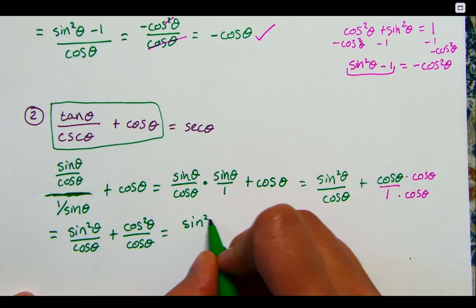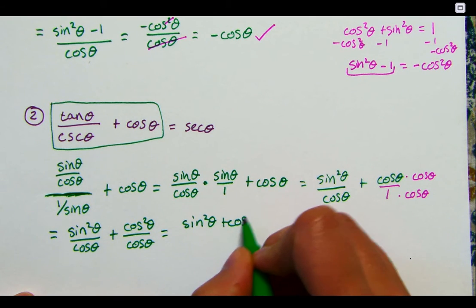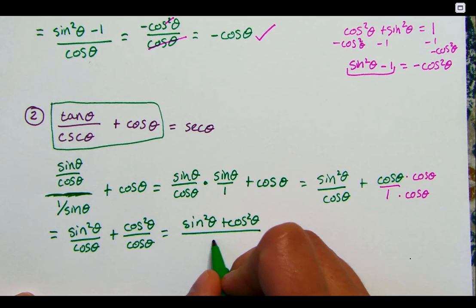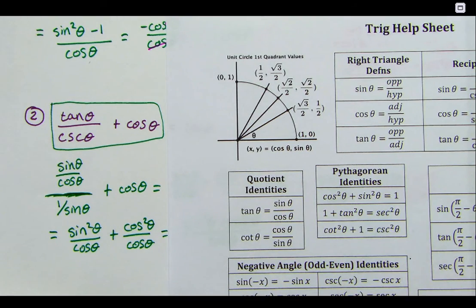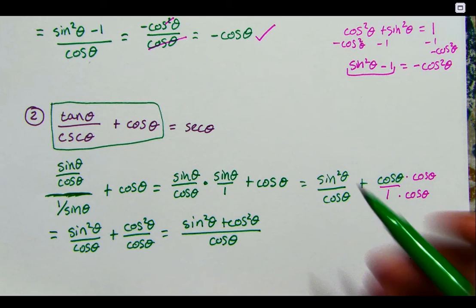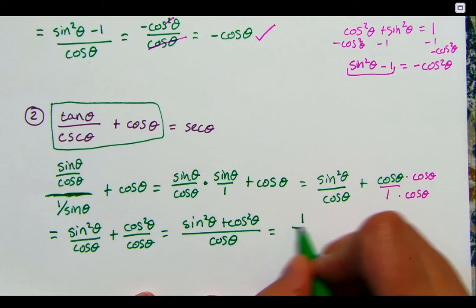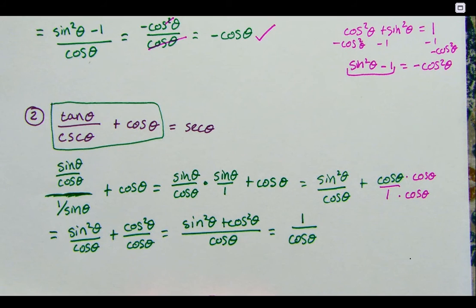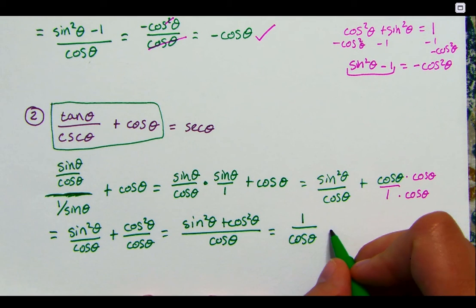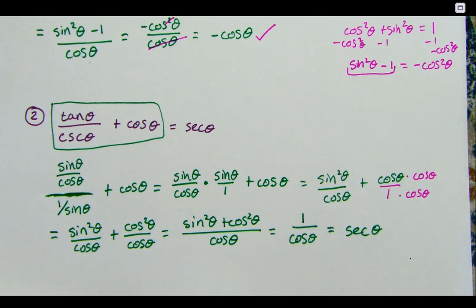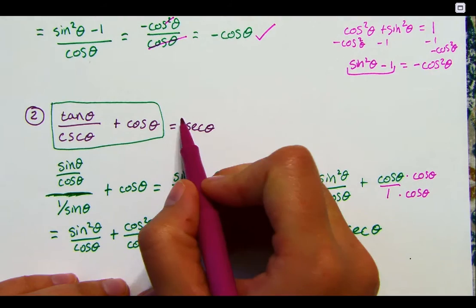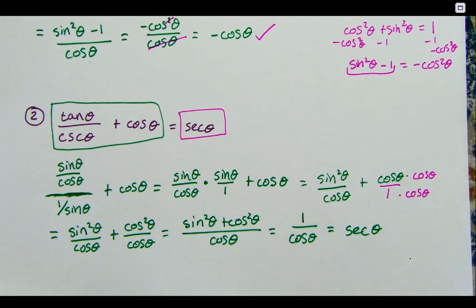So sine squared theta plus cosine squared theta all over cosine theta. And looking at that, that gives me a Pythagorean identity. So that's this. So that means that I can replace the numerator with 1. So this will be 1 over cosine theta. And then I can use my reciprocal rule to rewrite this as secant theta. Okay. Now notice how I have this term right here. So I just verified the identity.